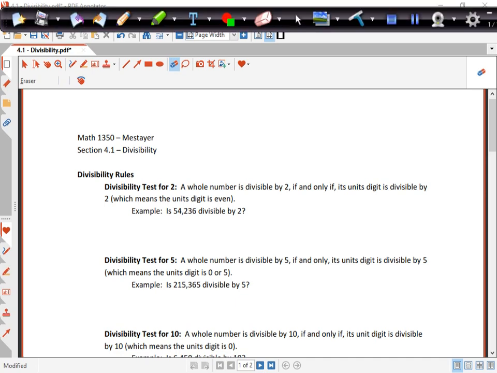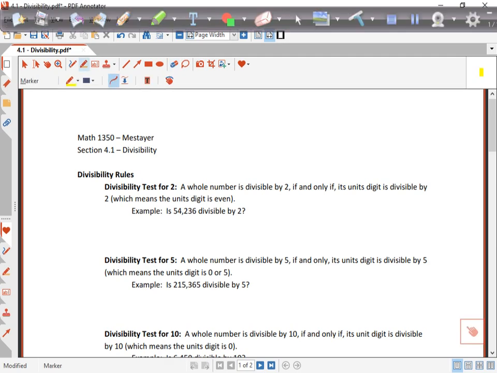Section 4.1 is on divisibility. We're going to look at different divisibility rules that may make it quicker to find out if something is divisible by certain numbers. So we're going to start off with the divisibility rule for 2.